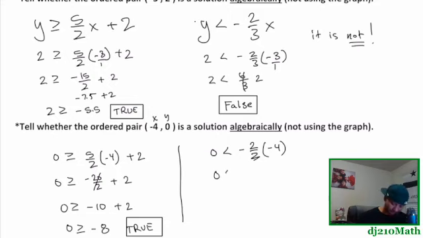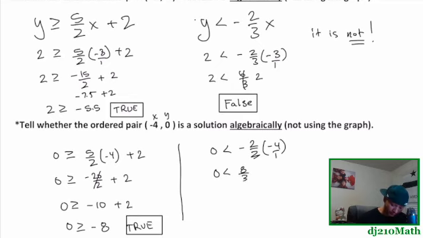So this is going to be 0 is less than, so a negative times a negative, that's a positive. 2 times 4 is 8 over 3. So is 0 less than positive 8/3? Yes, it is. 0 is less than any positive number. This is true. Therefore, (-4, 0) is a solution to both equations. It is a solution.